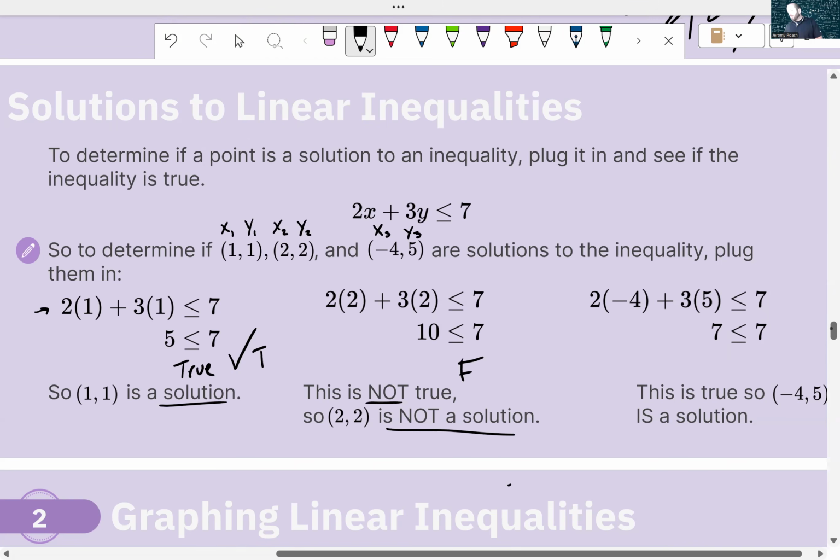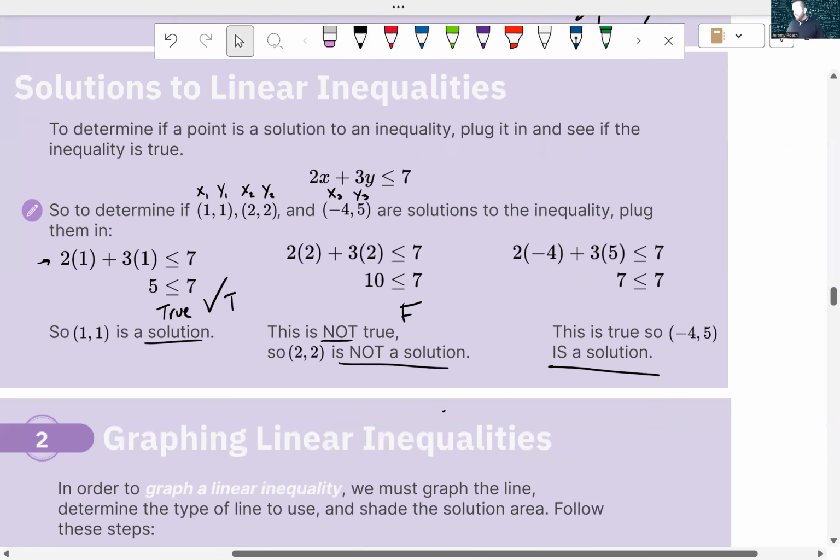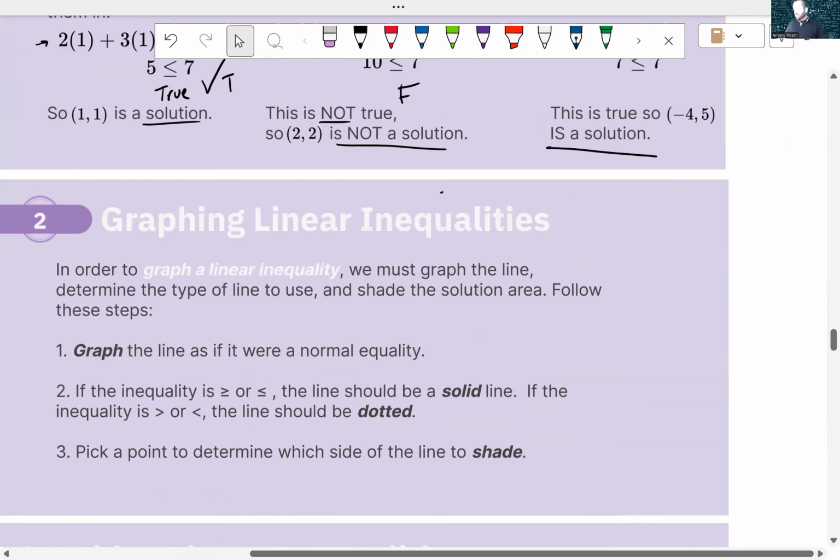And we get 2 times -4 plus 3 times 5 is less than or equal to 7. 7 is less than or equal to 7. This is also a true statement. It can be equal. 7 can be equal to 7. And so it is a solution. So -4, 5 is a solution.